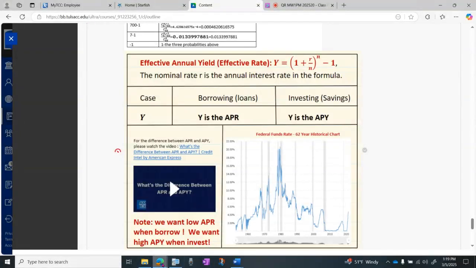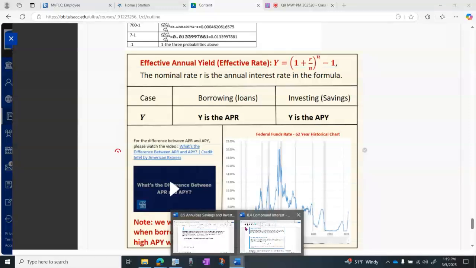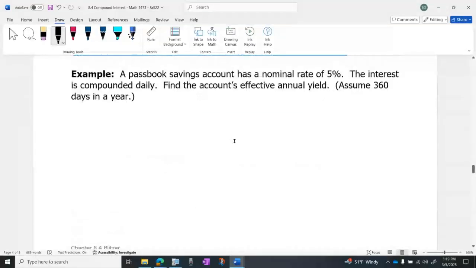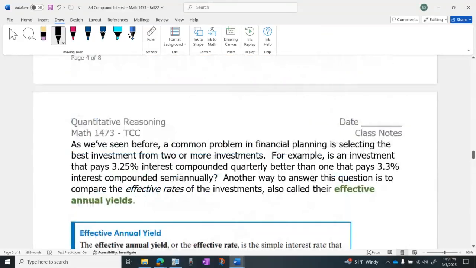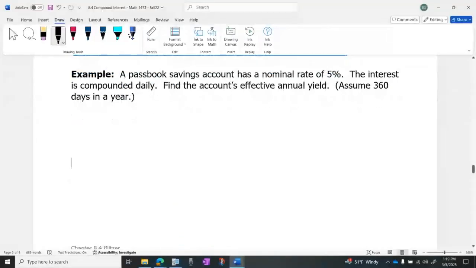All right, so let's find a problem that we can actually understand, at least understand the concept of the effective rate. I think this is a good one. A passbook savings account has a nominal rate. You see that? I just explained what a nominal rate is, right? And so far, in the previous problems, when we talk about r, we said r is the annual interest rate. That is a nominal rate. This is our little r. Annual interest rate.